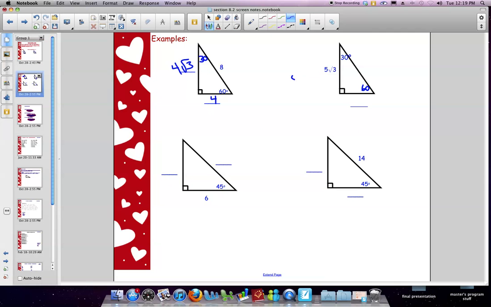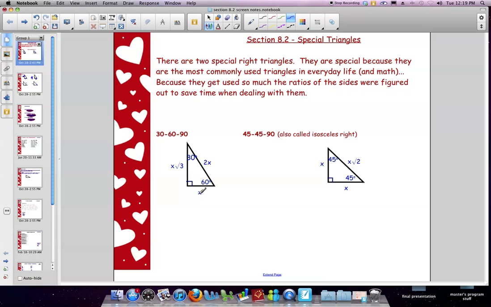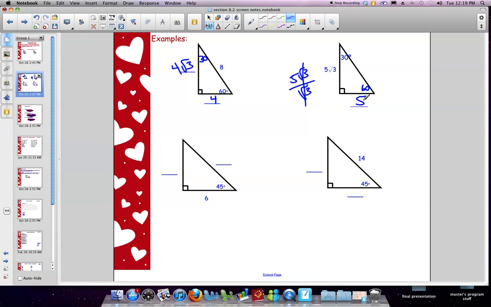So I would take 5 times the square root of 3 divided by the square root of 3, and my square roots of 3 cancel, so the side length would be 5. Then how do I go back from the shorter leg to the hypotenuse? I have to times by the 2. So I would take 5 times 2, and the length of my hypotenuse would be 10. That's how you go back and forth between the side lengths on a 30, 60, 90 triangle.